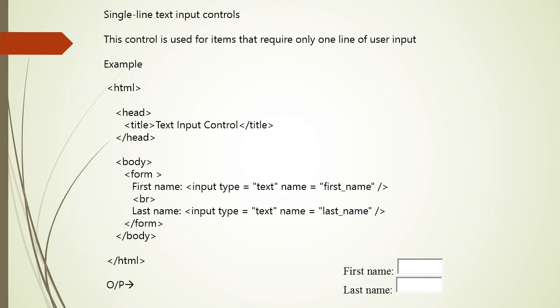Consider how to create single line text input controls. This control is used for items that require only one line of user input, such as search boxes or names. They are created using the HTML input tag. For example, consider a single line input used to take first name and last name. Consider a simple program, and the output will be shown this way.